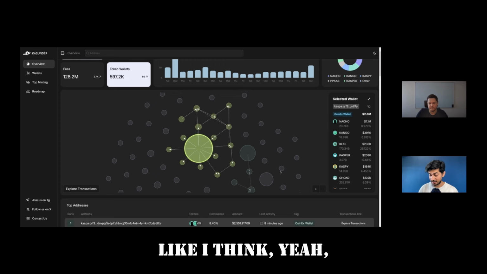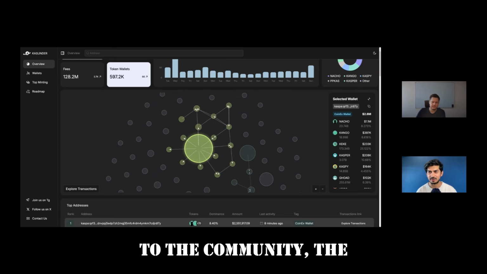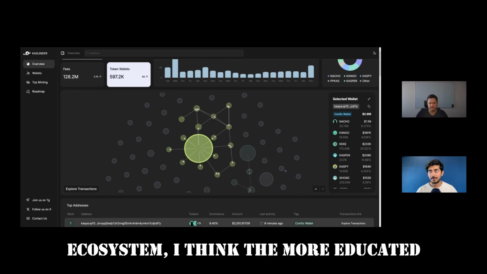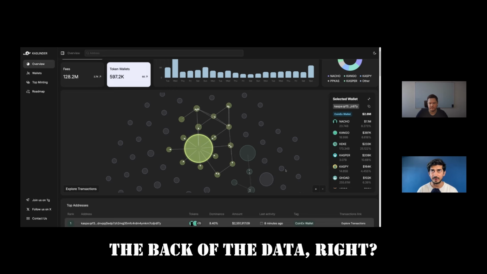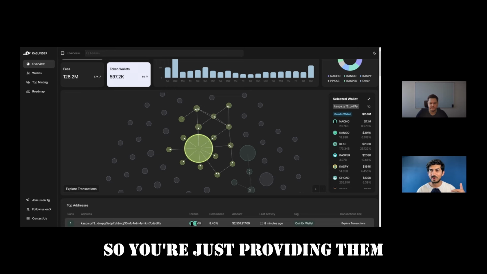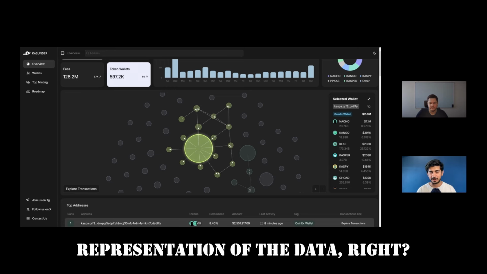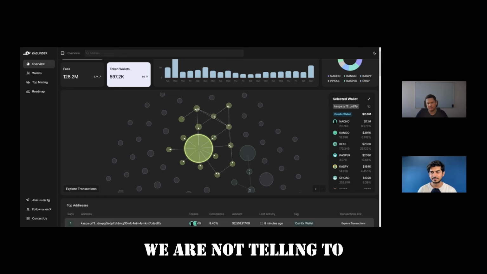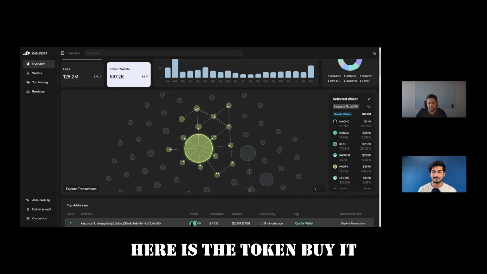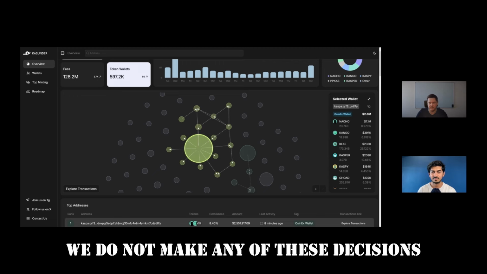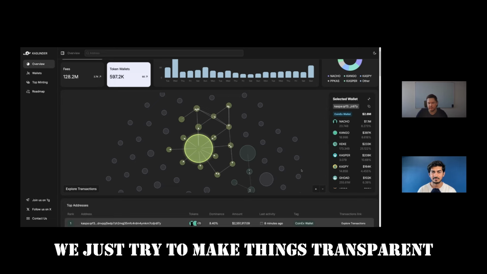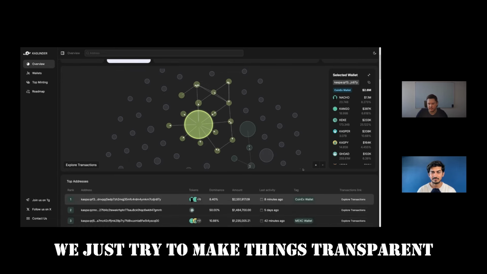But that's amazing. I think the more you can provide to the community, the more you can provide within the Kaspa ecosystem, the more educated decisions people can make off the back of the data, right? The decision making is theirs. You're just providing them a visual representation of the data, right? Yeah, exactly. We are not telling the user, look guys, here is the token, buy it, or here's the token, sell it. We do not make any of these decisions. We just try to make things transparent.